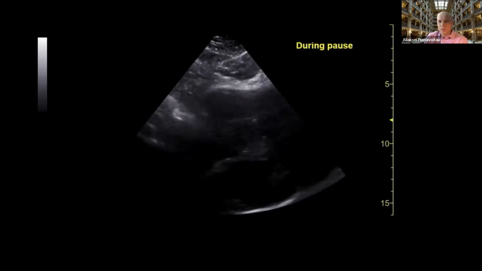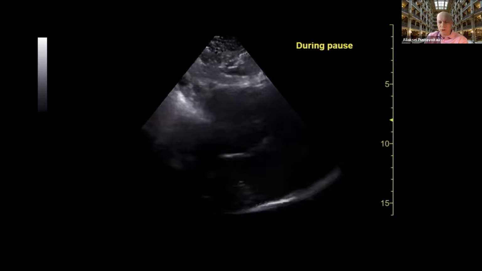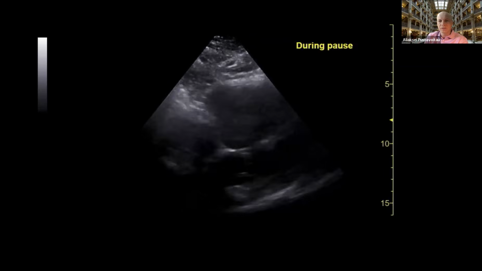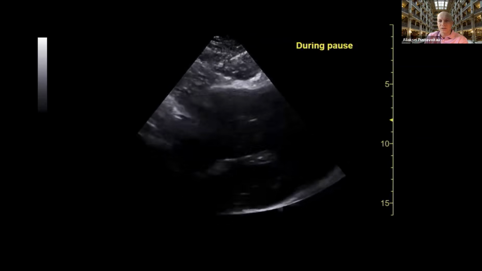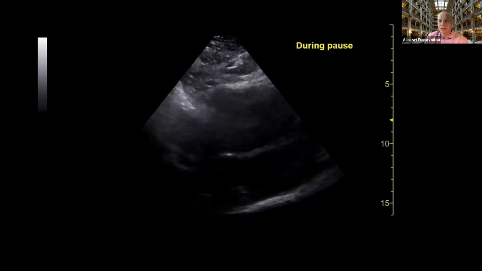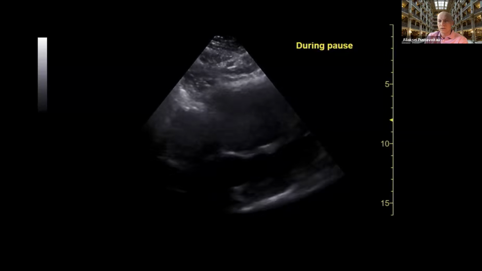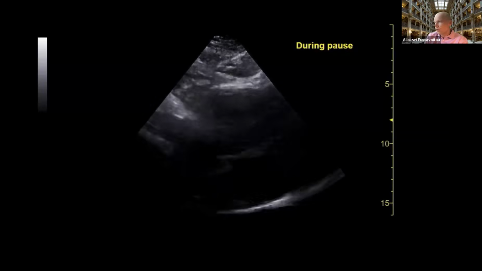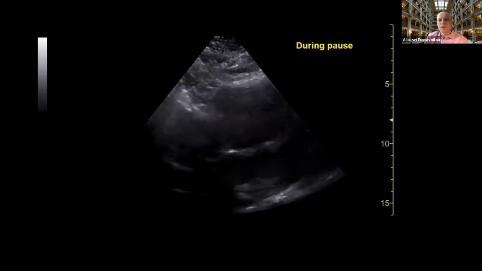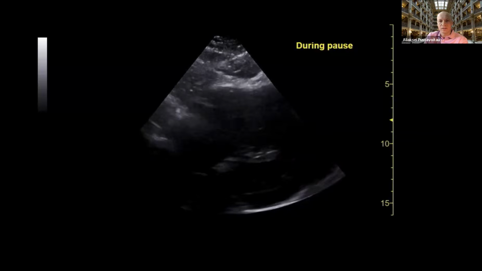It's much easier to see what's going on during the pause between chest compressions, when we do the pulse and rhythm check. So it's the same view that we already saw, but now done during the pause. And again, the right-sided chamber, the heart moves, right? So that's not a true PEA. We would call it pseudo PEA or false PEA, because even though there is no blood pressure or pulse, the heart is moving. We'll talk about the meaning of that in a little bit.